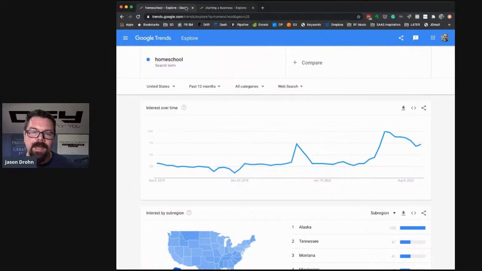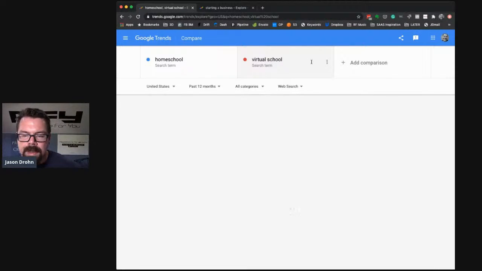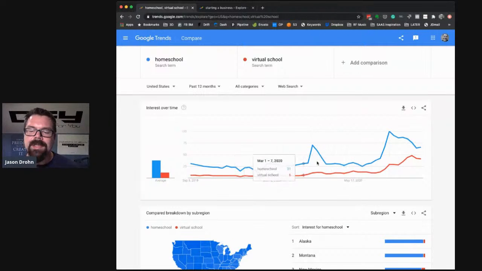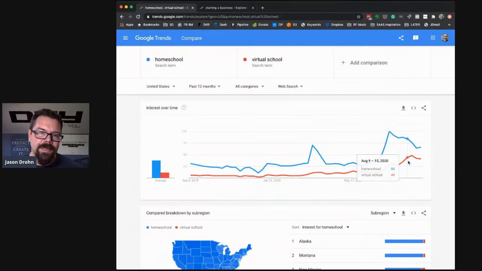And then for the last example, we'll have homeschool or virtual school. And here we see that we have a similar spike. Homeschool spiked in March, and then it spiked again in July, and it's falling a little bit, whereas virtual school is continuing on an uptick.